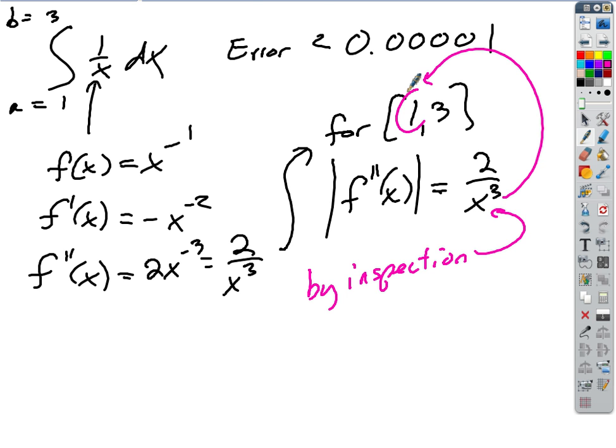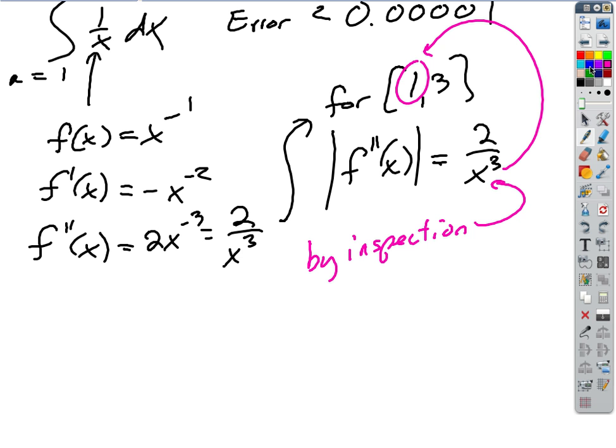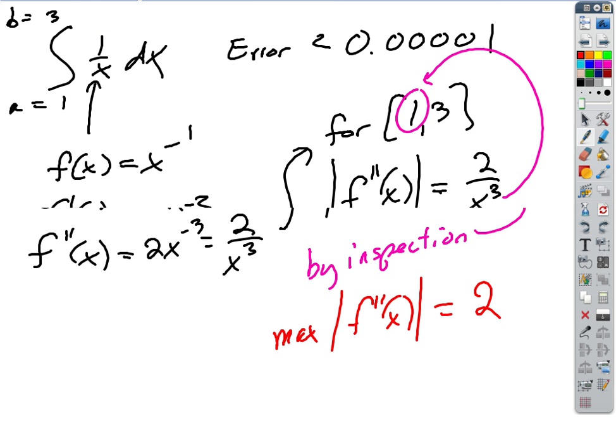And so then we can come up with an actual value for that. The maximum of the absolute value of f double prime of x is equal to 2 over 1 cubed. It's 2. Okay? Does that make sense? Yeah. Okay? And we could graph that, but we don't need to. That's a pretty easy one to see. So then we've got that ingredient, right? We know A, we know B. Now let's just go back to our formula.